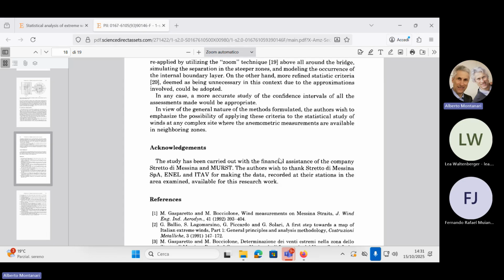So I think the estimates that you see on the web now, on the website of the Messina Bridge Company, use the same information as 30 years ago with some updates in 2011, but I don't think updated for what regards the wind speed.